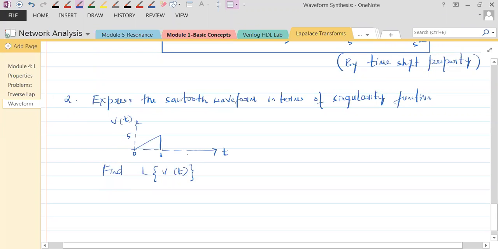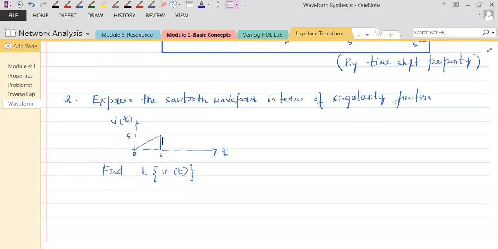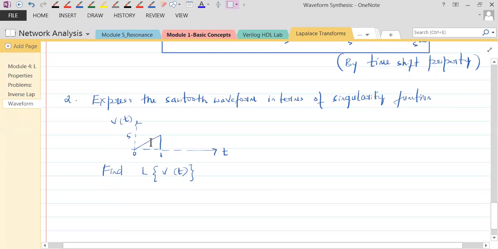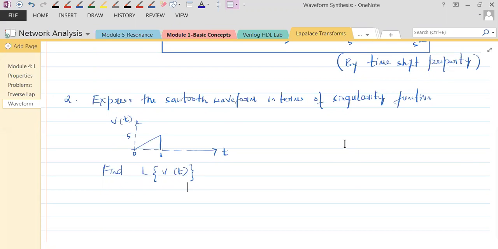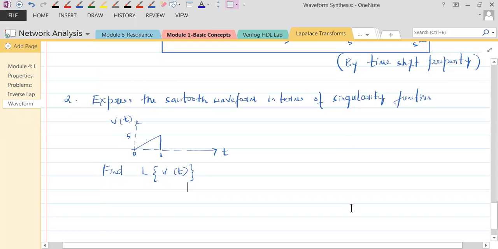So what we need to do here is obtain this sawtooth waveform in terms of singularity functions. Singularity function means it could be any of the unit step, any of the basic functions or combinations of basic functions. What you need to understand here is which two basic signals are involved. Anybody would like to give a try? Which two basic signals are hidden in this?